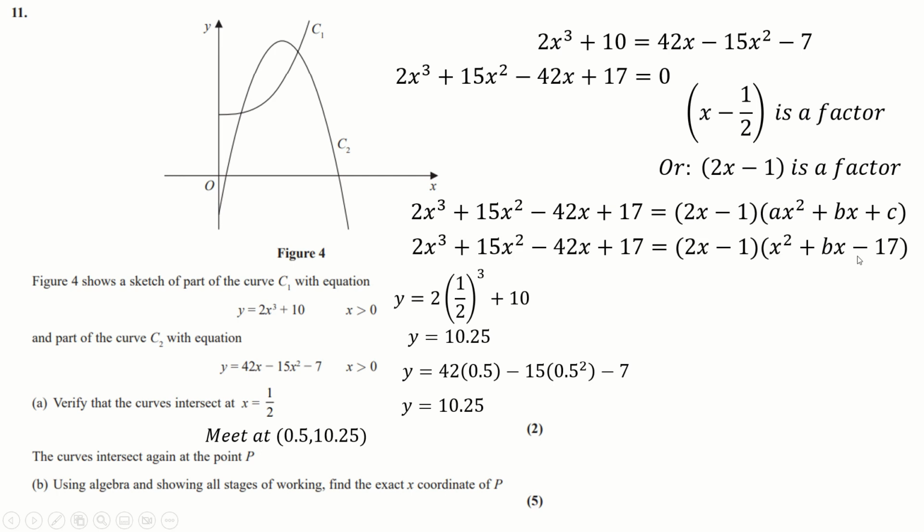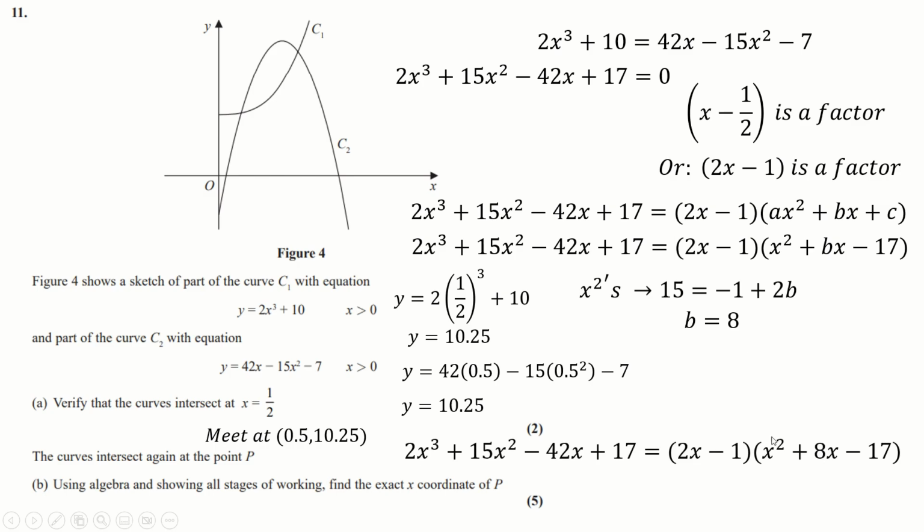Working out what b is a tiny bit harder, but just look at the x squareds. There's 15 of them over here. Where are you getting x squareds from over here? Well, there's minus 1 of them here and 2b of them there. So 15 equals minus 1 plus 2b, which makes b 8. And then we have our entire factorization, which is the thing you would have got if you had actually done polynomial division with these two things, but I can't be bothered.